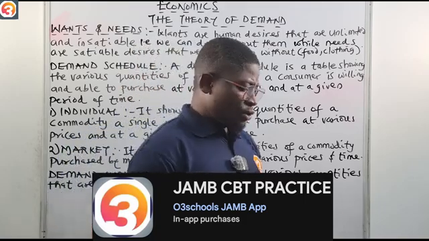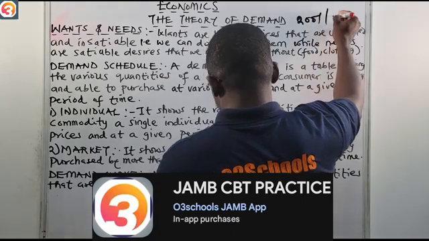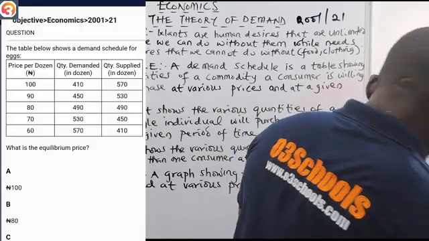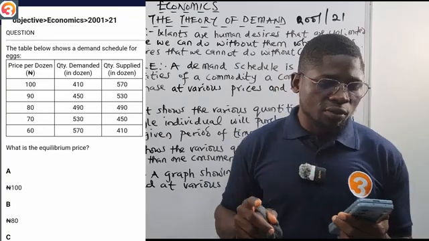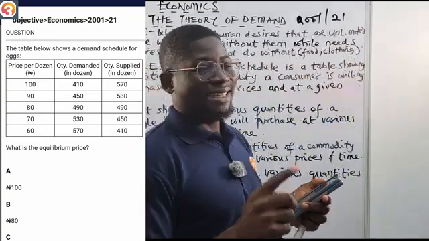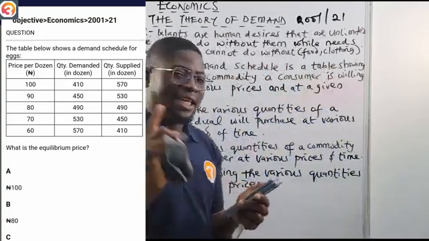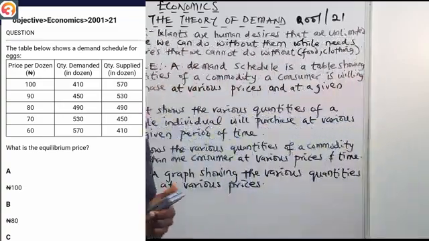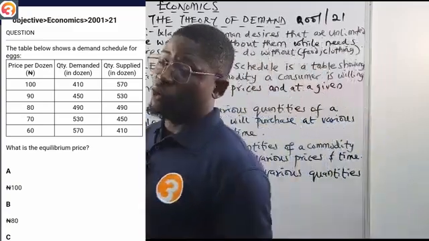This is a 2001 question, number 21. You can see the table being displayed on the screen. It says the table below shows a demand schedule for eggs, giving the price per dozen, the quantity demanded in dozen, and the quantity supplied in dozen. You can see the values on the table, and then we're asked, what is the equilibrium price? A says 100, B says 80, C says 60, D says 110.